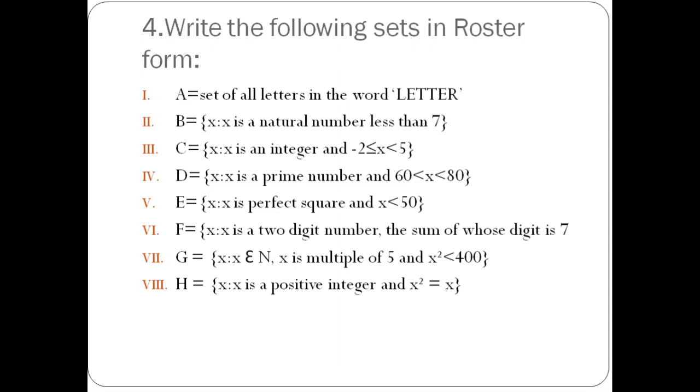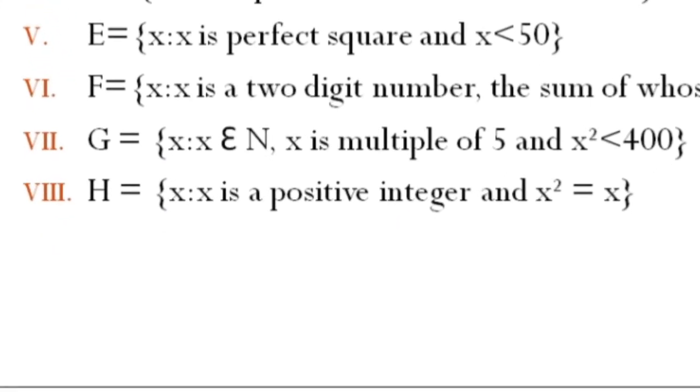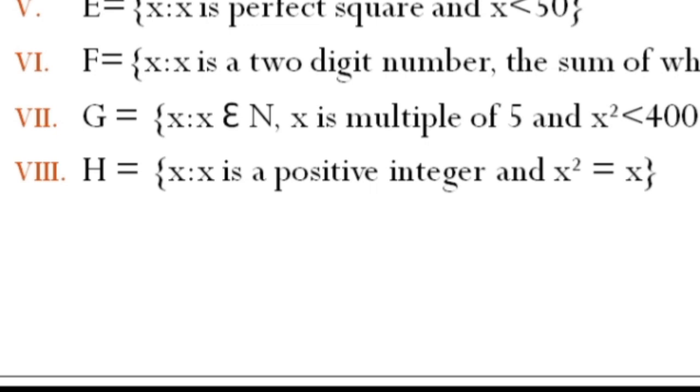Question number 8. H is a set of x where x is a positive integer and x square is equal to x. So let's start to write in roster form. So our question is, H is a set of x where x is a positive integer and x square is equal to x. So let's start with positive integer, which means 1. Square of 1 is 1. It is fulfilling our condition.